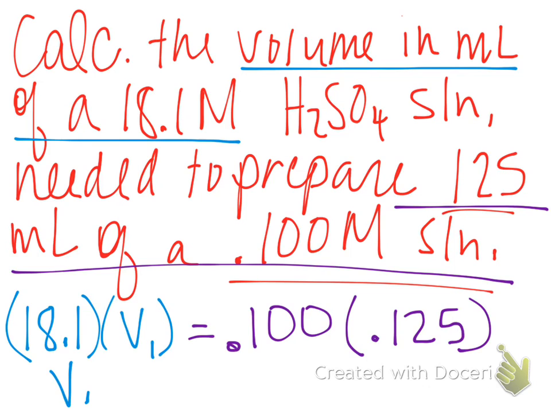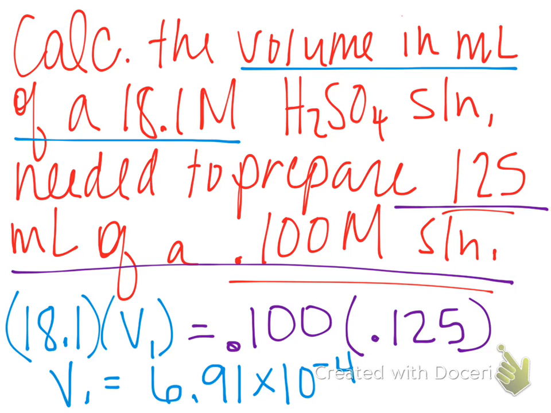So for our initial volume, we got 6.91 times 10 to the negative fourth. And that is in what unit? That's liters. So if we put that into milliliters, it would be 0.69 milliliters.